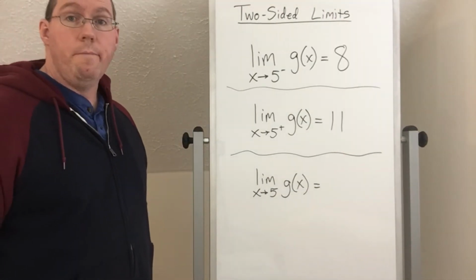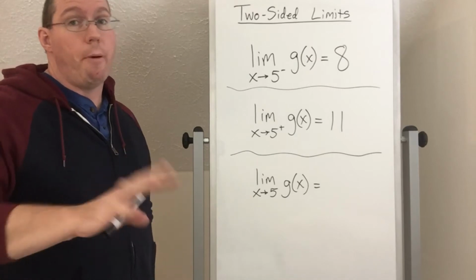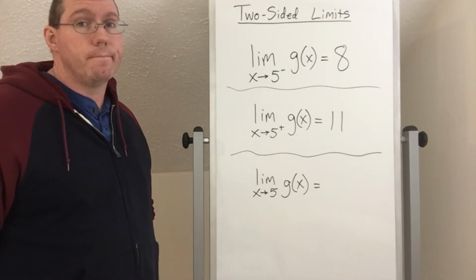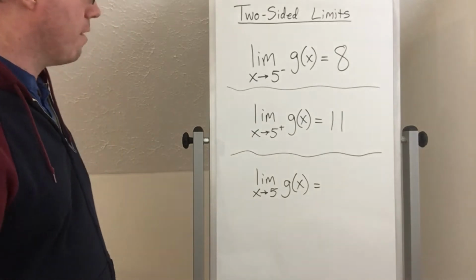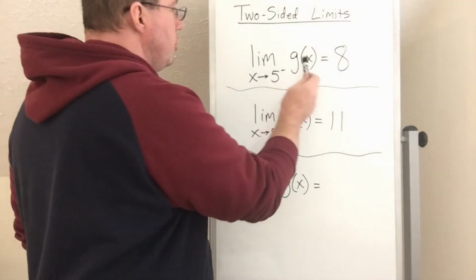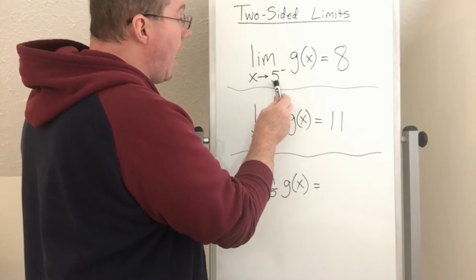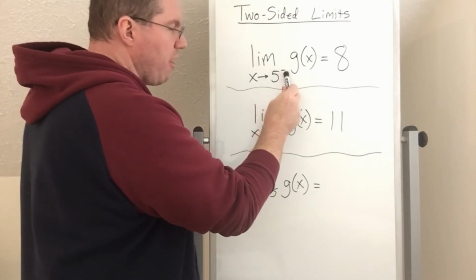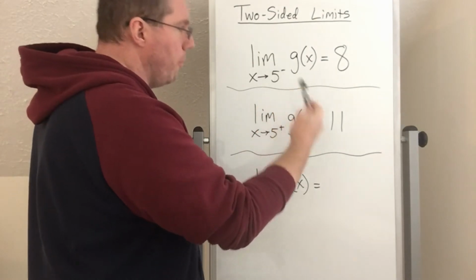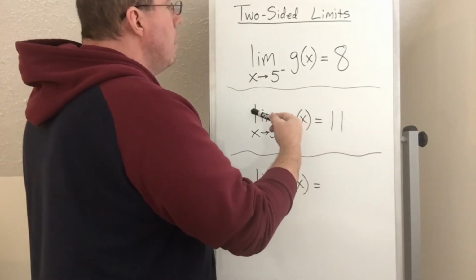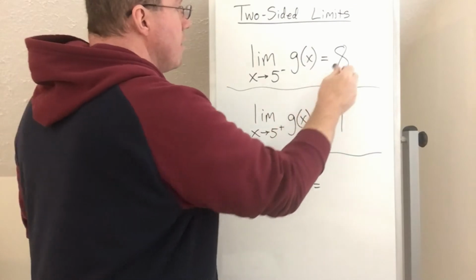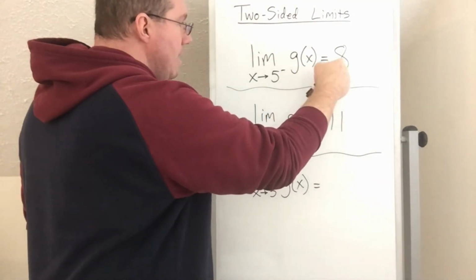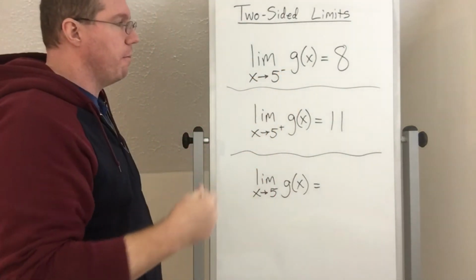All right, so here's another one. I challenge you to pause the video and see if you can figure this one out on your own. All right, so let's see here. We've got some information. We have the limit of the function g of x as x approaches 5 from the left. So x is approaching 5 from smaller numbers like 4.9, 4.99, 4.999. And when we do that, we find that the limit is 8. Okay, the function is approaching an output value of 8 as x is approaching 5 from the left.